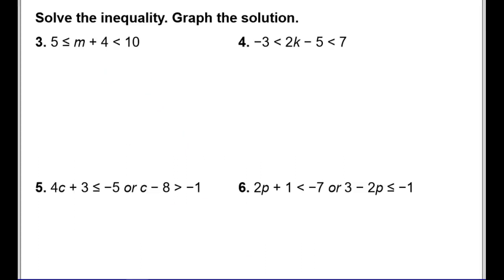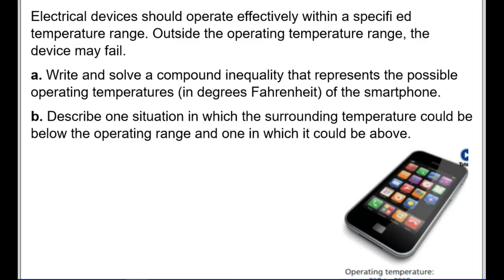So here are some I want you to try. Definitely try solving for them first, and then see what the graph looks like. See if you can notice any patterns. So now here's that real world problem.